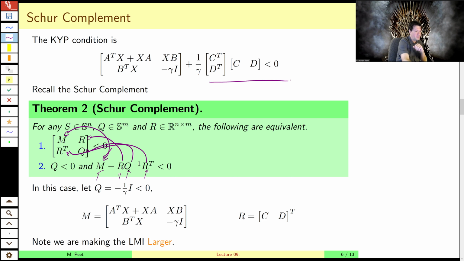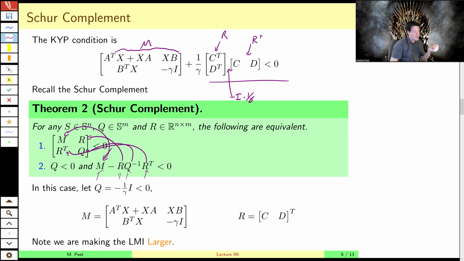So here's the KYP lemma without the controller, of course. Well, let's look at this. The nominal term in the Schur complement is just M. That's this bit right here. The R is this bit right here. The R transpose is this bit right here. And we'd actually like to also get rid of this 1 over gamma, because that's obviously not convex in gamma. And so the Q term will be just the identity matrix, but times 1 over gamma. And also we put a negative sign in there.